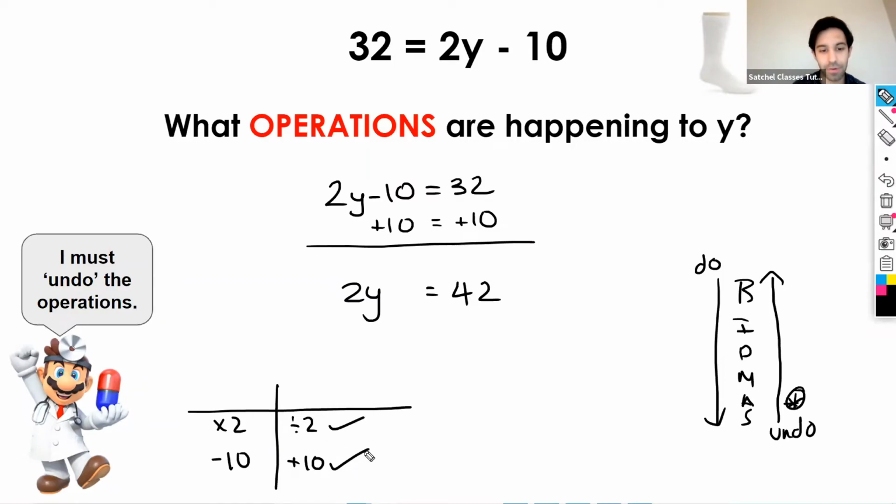Now I need to divide both sides by 2. So what we get is 2 divided by 2 is 1. So y is equal to 21. And that holds true as well, because 2 times 21 is 42, and 42 minus 10 is going to be 32.